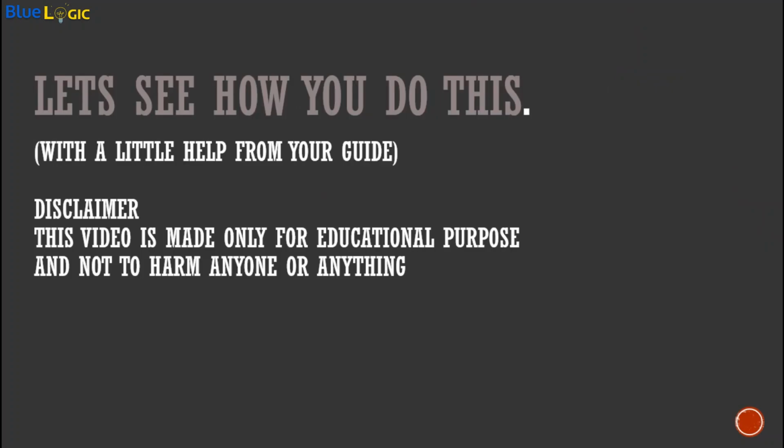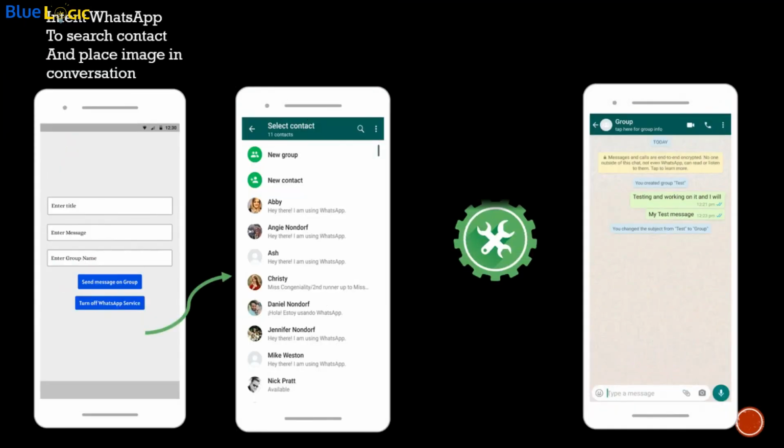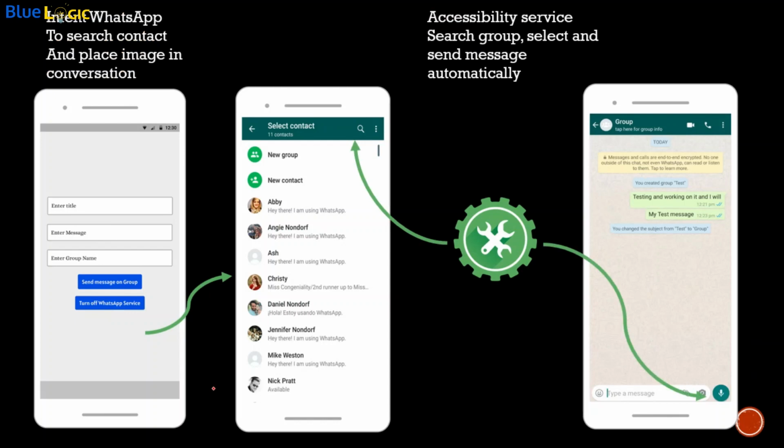Let's get started. As usual I'll tell you the process of creating this app, using these graphics. First of all we will create the UI which will have three text fields. First will be for the title, then second will be for the message, and third will be to take the name of the group where we want to send the message.